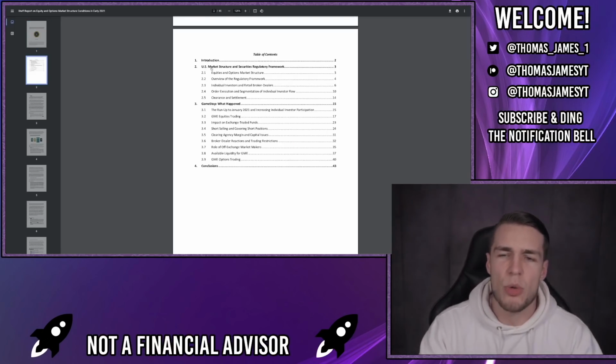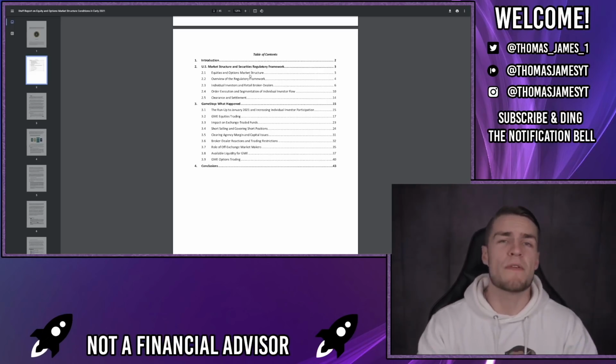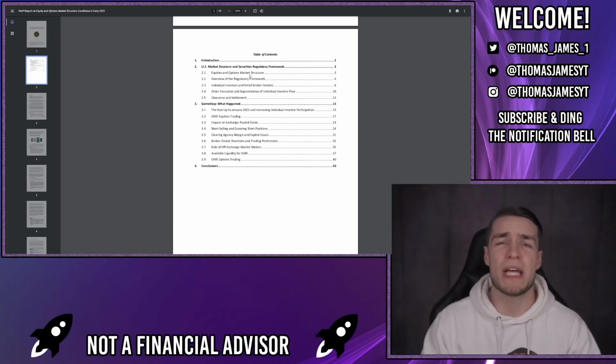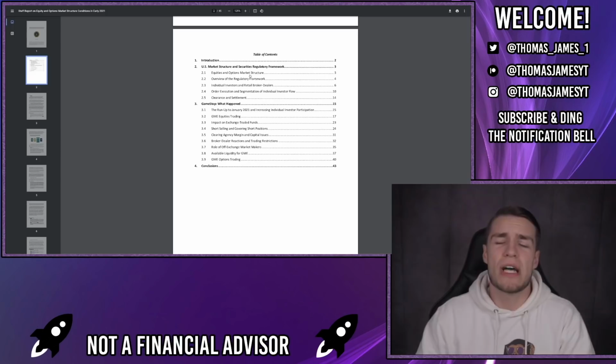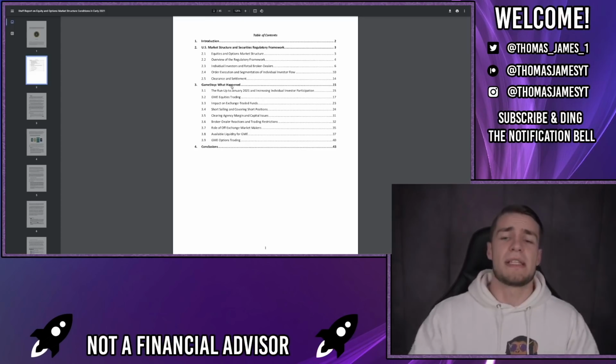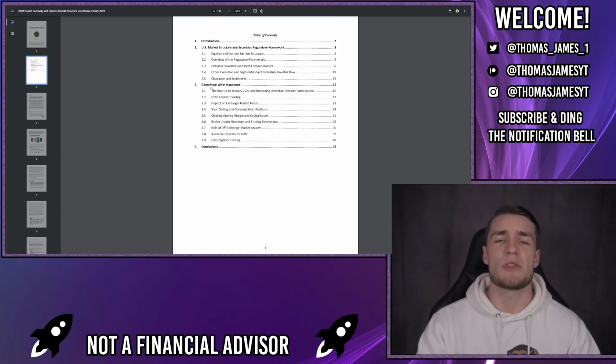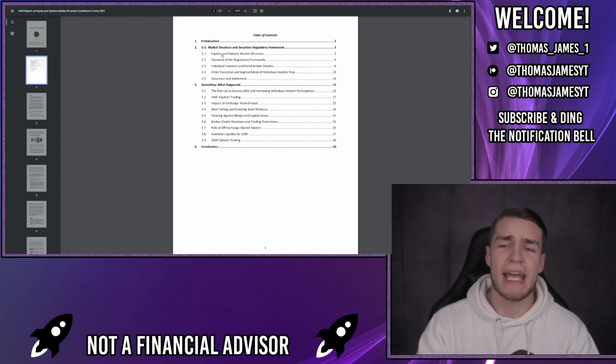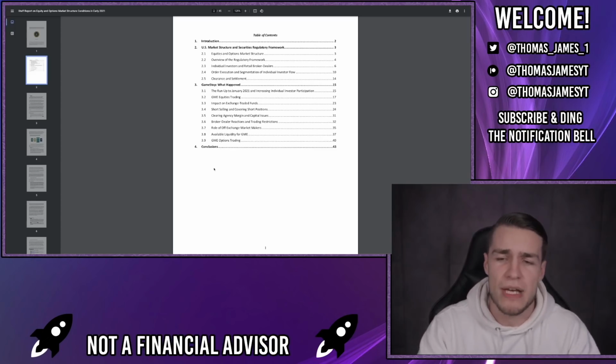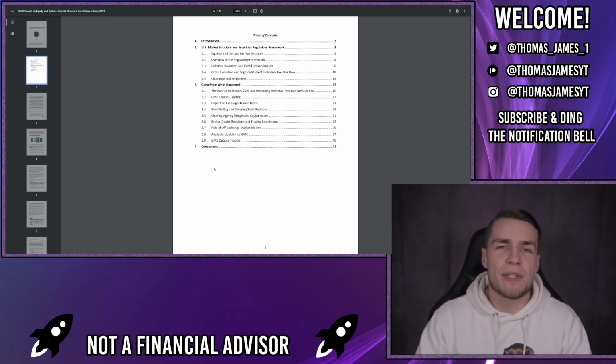The first half of the report really focuses on the US market structure and securities regulatory framework. Basically all of those regulations that are 100% followed to the letter all the time, and basically how the market works and how trades are placed and executed. Then the second half of the report really dives into GameStop and what actually happened. Again, I'm not going to read each individual heading here for you because I'm sure you can do that yourself, but there is obviously a lot in this report that I want to bring specific attention to.